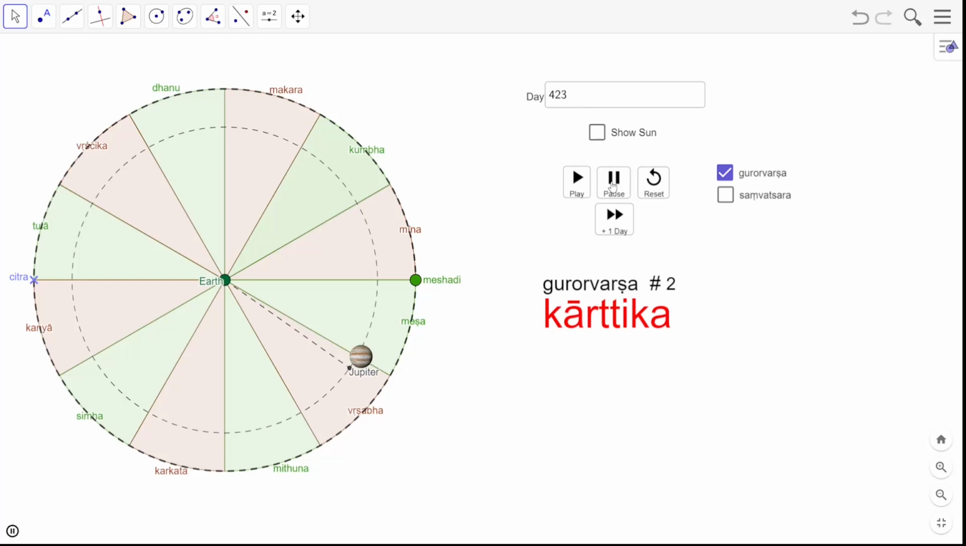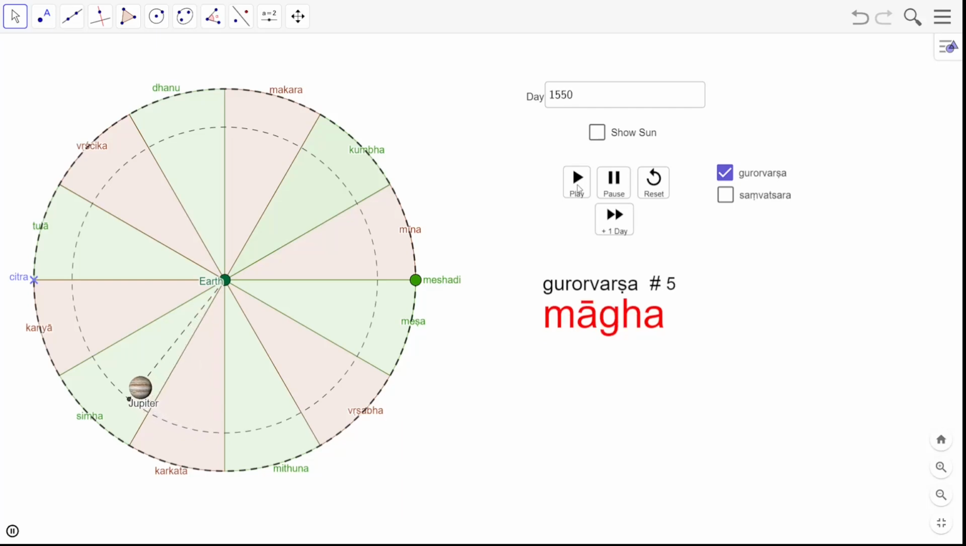Moving forward, again, traversing Rishabha. And we are in Mithuna now. And the Gurorvarsha name is Margashirsha. Ashvina, Kartika, Margashirsha. So what is going on here? This is beginning to sound like the names of Chandramasa. And this continues. Let me move forward. Traversing Mithuna. And now it's in Makara. And the Gurorvarsha name is Pausha. So the next is going to be Magha.